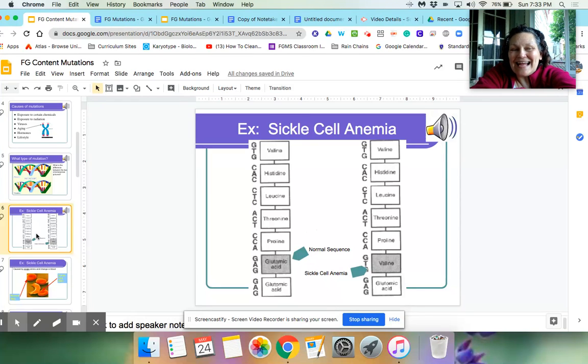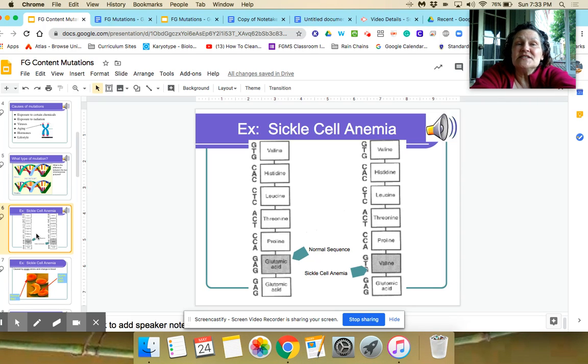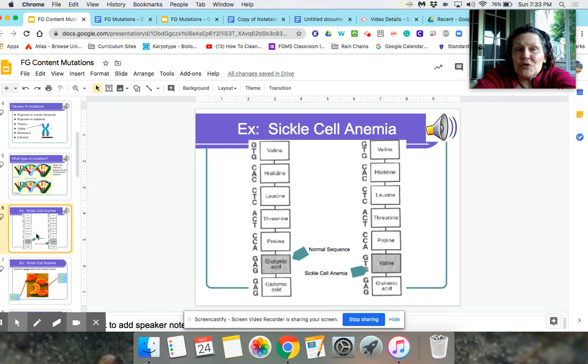So we're going to look at slide 6 and 7 in this particular video. One of the types of inherited genetic mutations is a disease called sickle cell anemia. Okay, so it is an inherited genetic disorder. So that means that you got it from your mom and your dad.